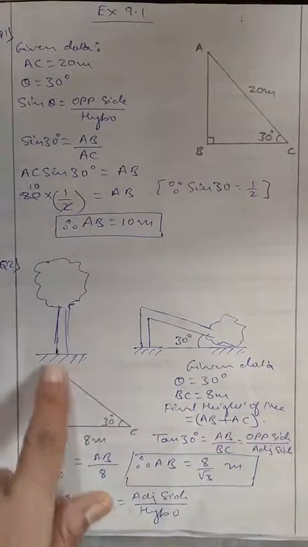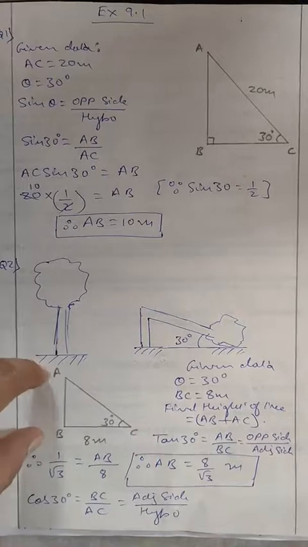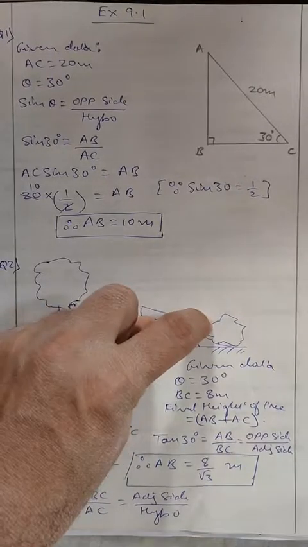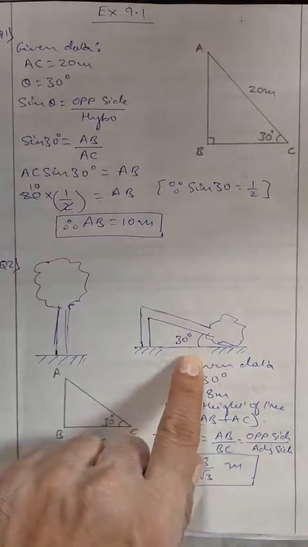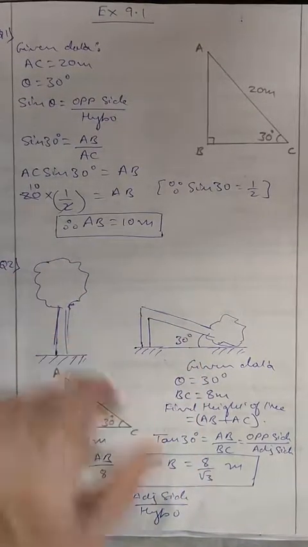And what is the height? AB plus AC. Note that this is the height, AB plus AC, because before breaking down the tree is like this. After breaking down the tree becomes like this. So we need to add AB plus AC.